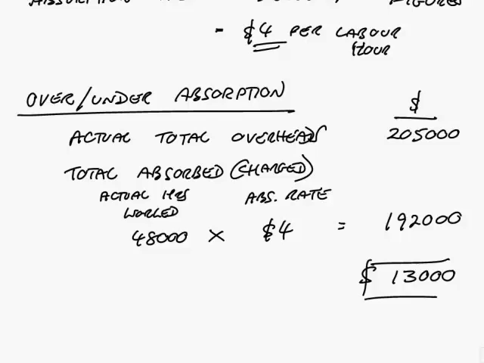Oh. That's what we actually paid. How much have we absorbed or charged? We've absorbed 192 at $4 for every hour. If we've only absorbed 192, have we charged too much or too little? Too little. We'll have charged in our statements 192. It turns out the total cost was 205. We haven't charged enough. We've undercharged or under-absorbed.